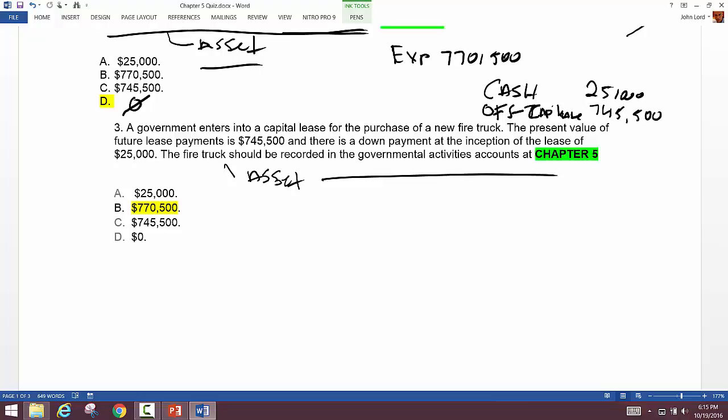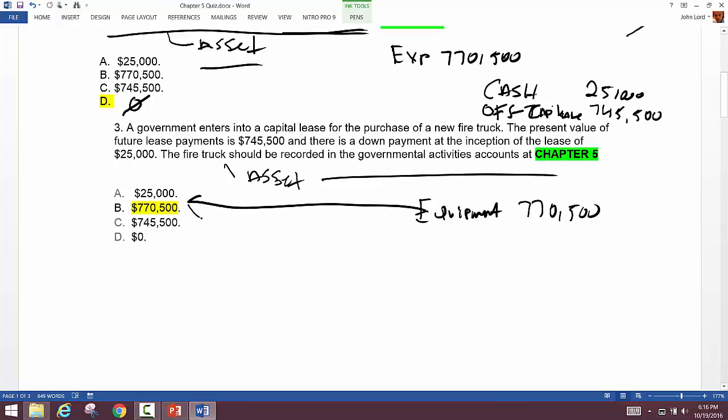You want to debit equipment under full accrual accounting? For what? 770,500, you say? Which was the answer to this question? Okay, good. How about the rest of the journal entry? Credit cash for 770,500. Why? Cash is not going out. You're right that cash has to be credited, but let's not go crazy here now. Cash gets credited for what? 25,000. I'm still making the down payment, right? What do you want to do with the rest, Carolyn?